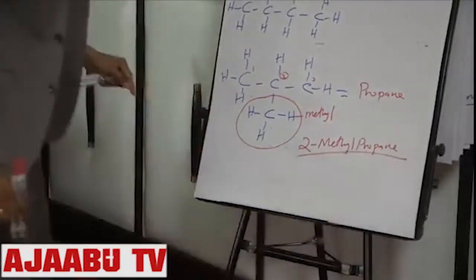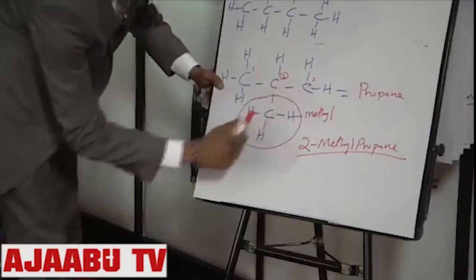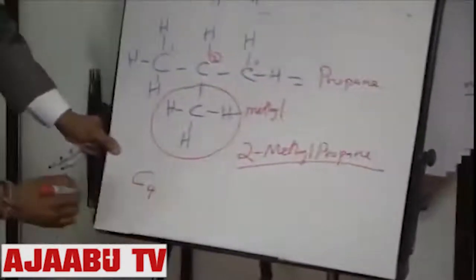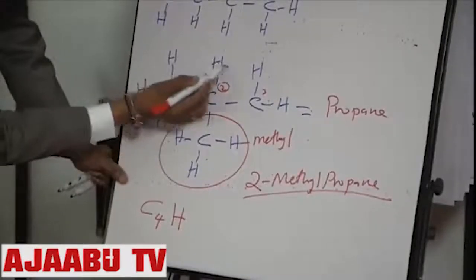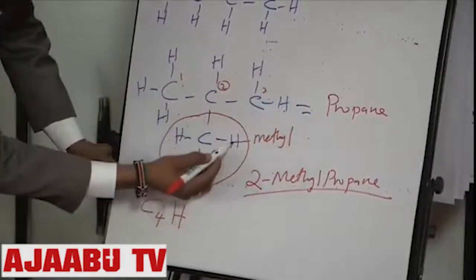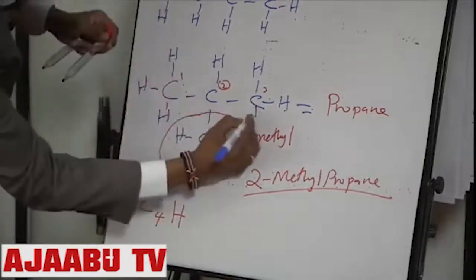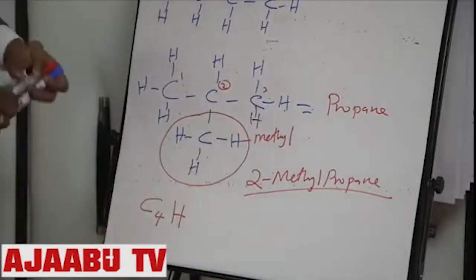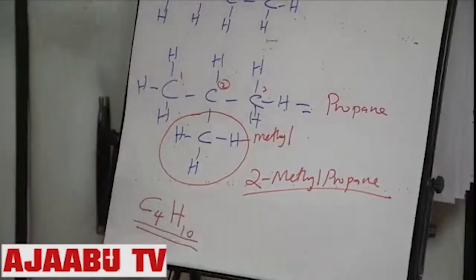As you can see, class, this structure also has 4 C. The H are 1, 2, 3, 4, 5, 6, 7, 8, 9. There's one here, sorry, I didn't close it well. 10. H10. So you can see C4H10, they are the same.